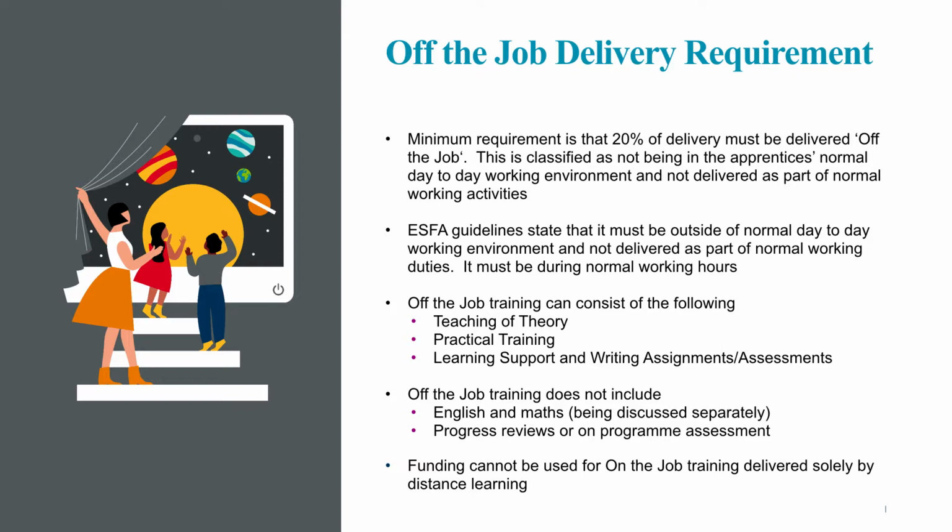It doesn't include English and maths. That is funded outside of the apprenticeship, and therefore the 20% delivery for that is counted separately. So English and maths, either GCSE or functional skills, if they're needed, has to be delivered outside of the apprenticeship time. And it cannot include progress reviews or on-programme assessment. As I mentioned earlier about the observation, you may have carried out an observation for the competence qualification in the SASE framework. That wouldn't necessarily count towards the off-the-job training going forward.